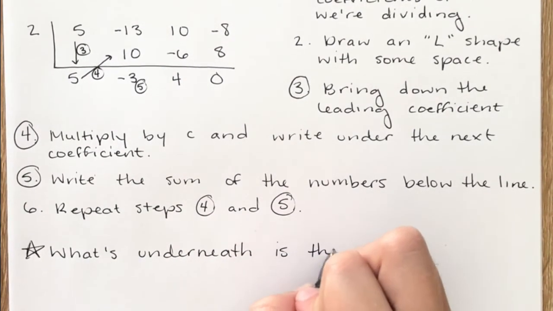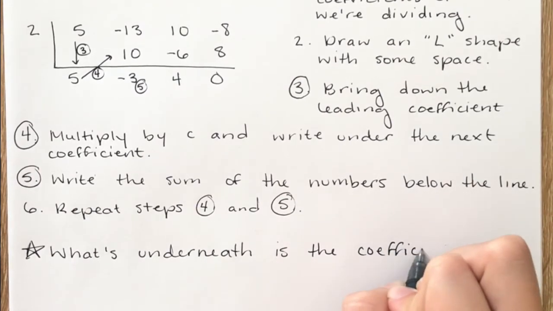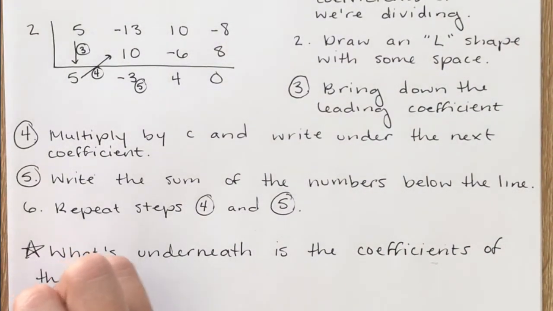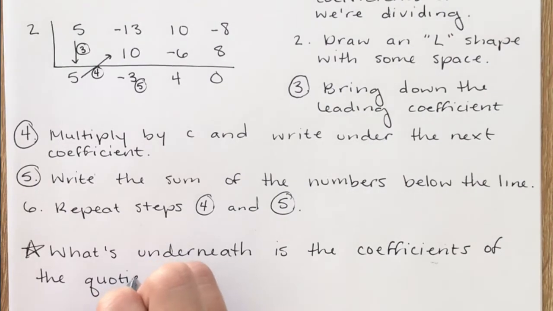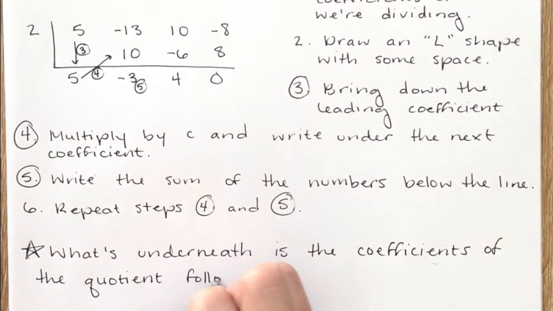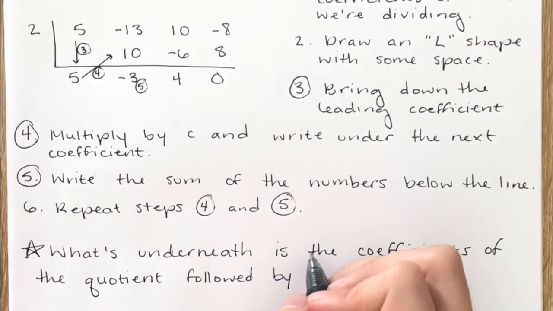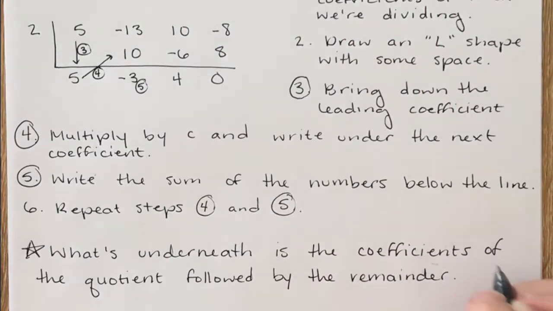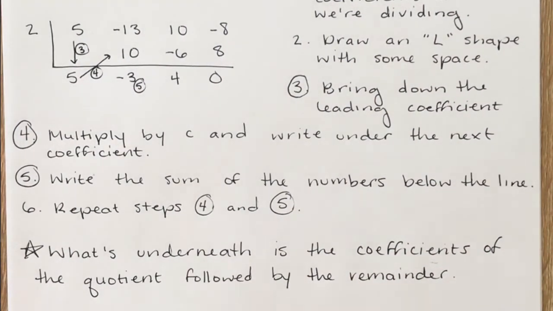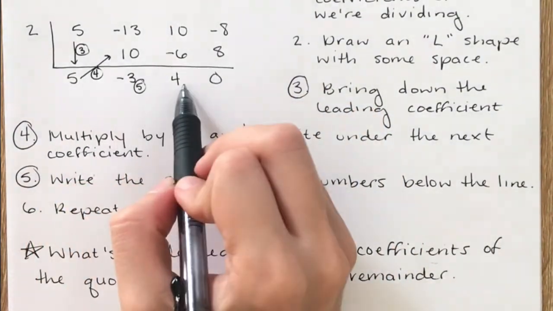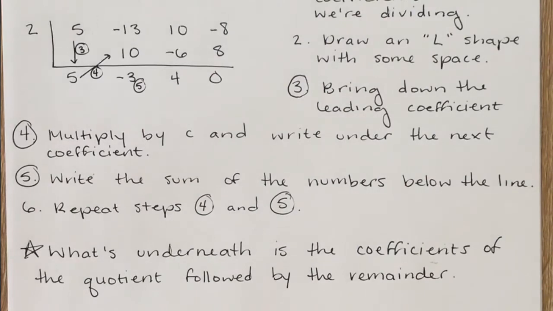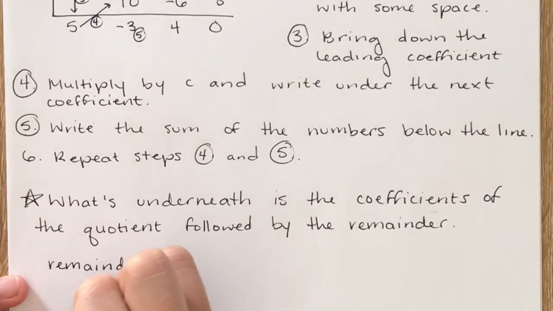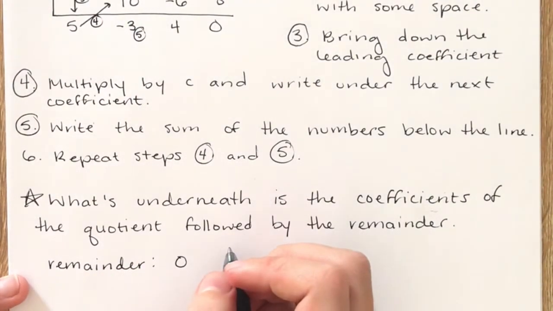These are the coefficients of the quotient, followed by the remainder. So that means, first of all, our last term here is the remainder. These are the coefficients of our quotient. Last term is the remainder. So the remainder is 0.